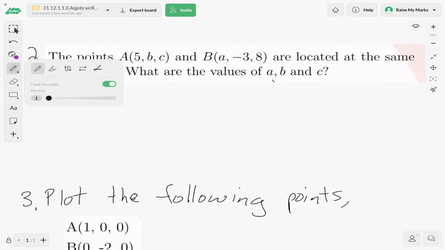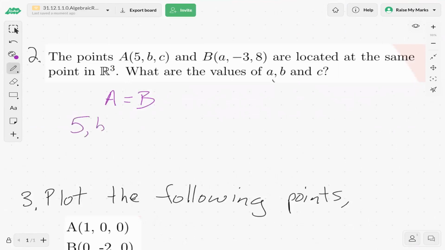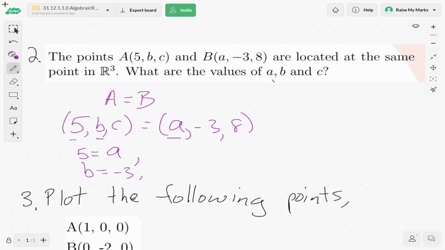Okay, interesting question. Well, they're telling us that A and B are equal. So let's plug in the points and compare the coordinates and see what we get. So if these 2 points are equal, that means their coordinates have to be equal. So 5 equals A, B equals -3, and C equals 8. Good. That's not too difficult.